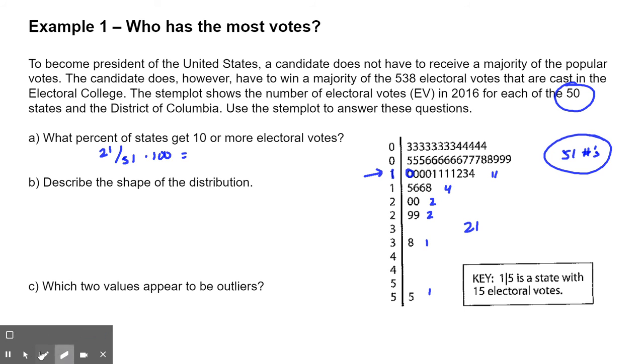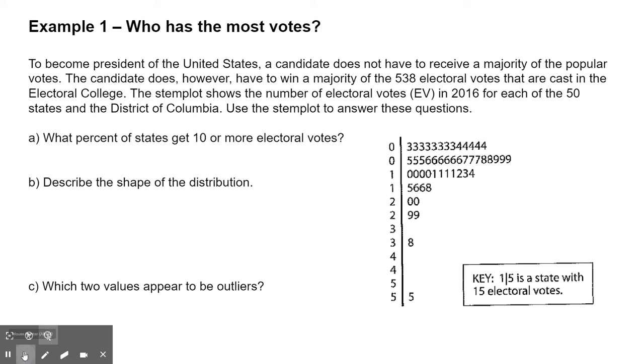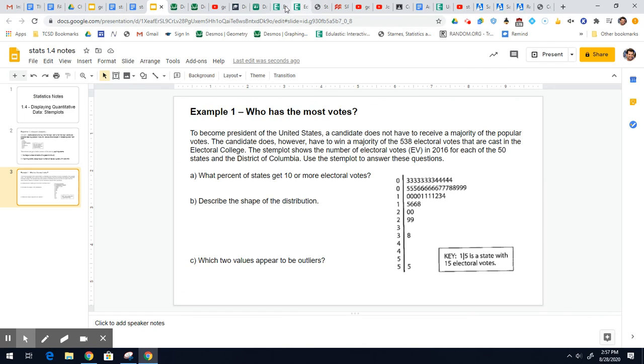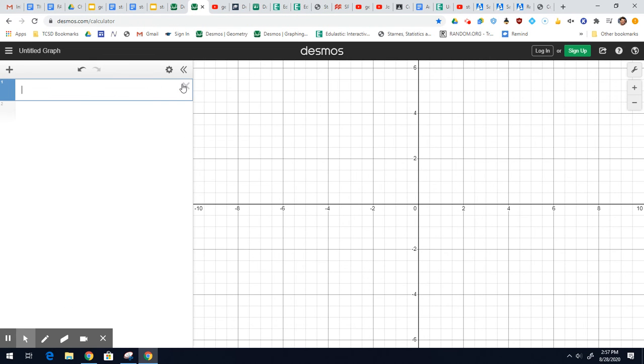So we can go to the Desmos Graphing Calculator and get this done. We do 21 divided by 51 times 100, and that's 41.17. I'm going to round that 17 to 2, since the 7 makes the 1 become 2. So 41.2%.